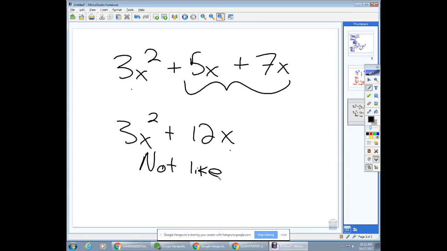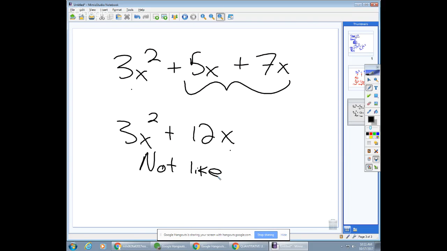Nope. No, because think of the x as an object. Okay, so maybe it's a piece of string. So you have 5 pieces of string and 7 pieces of string. How many pieces of string do you have altogether? You have 12 of them. You don't have 12 squared strings. You still have just 12 pieces of string.